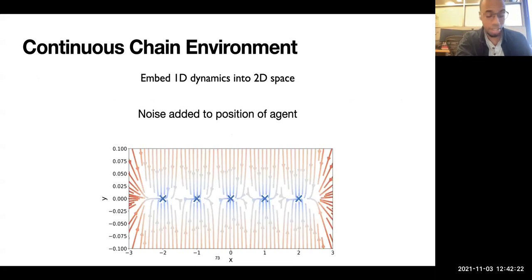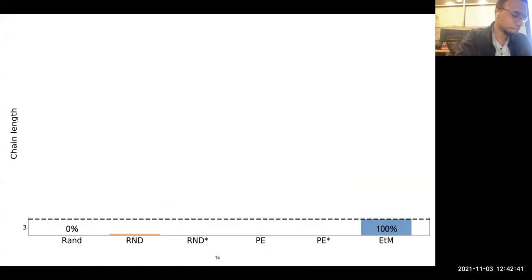And to make the problem even harder, we're now going to embed this 1D dynamical system in 2D. So here you can see that the attractors are all on this line. And this is important because now the agent has to realize that it can only explore in this 1D space, that the other space is basically not informative. And we also add noise to make things even harder.